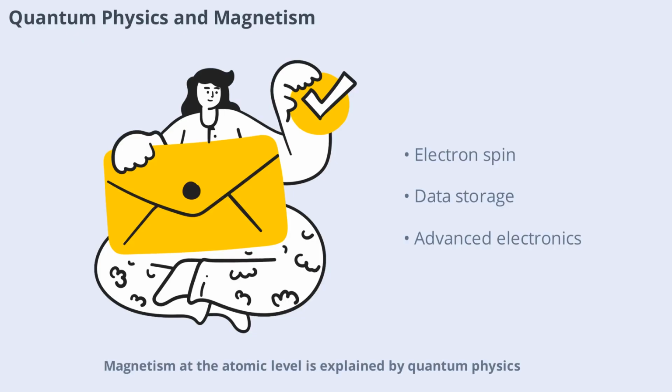Magnetism at the atomic level is explained by quantum physics. The magnetic properties of materials come from the spins of electrons, a purely quantum phenomenon. Understanding quantum magnetism has led to new types of data storage and advanced electronic devices.